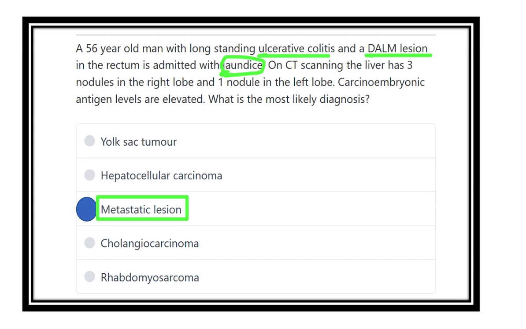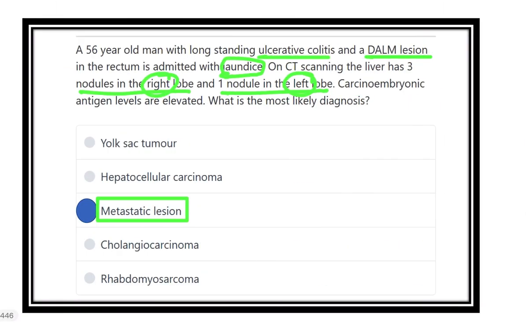On CT scanning, there are 3 nodules in the right lobe and 1 nodule in the left lobe. That means there is definitive metastasis. What happens in the case of colon malignancy or intra-abdominal malignancy? Intra-abdominal malignancy first metastasizes to the liver. Why? Let's see a figure here.